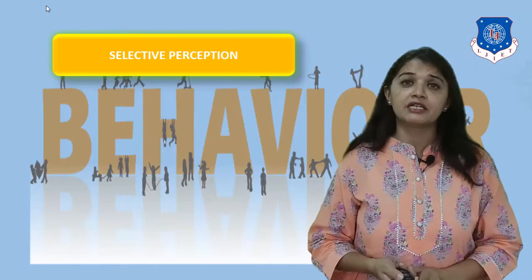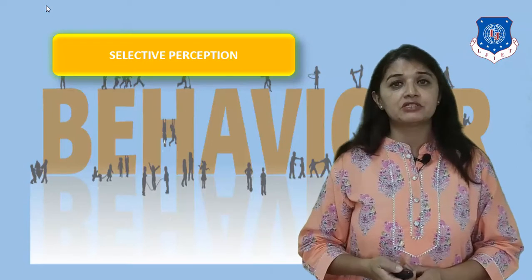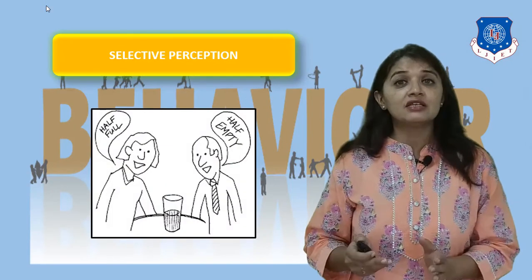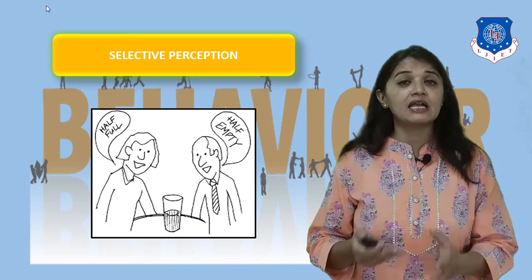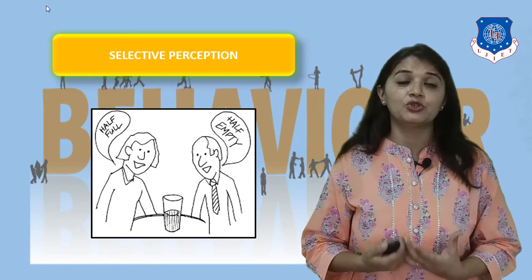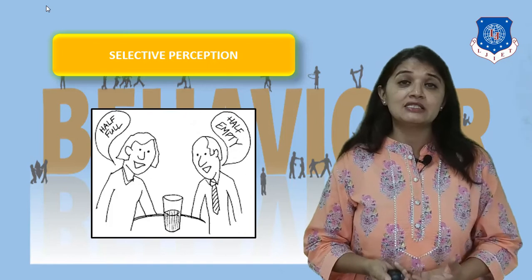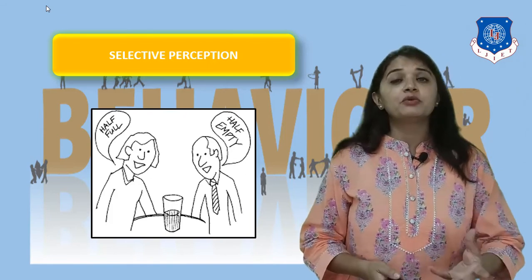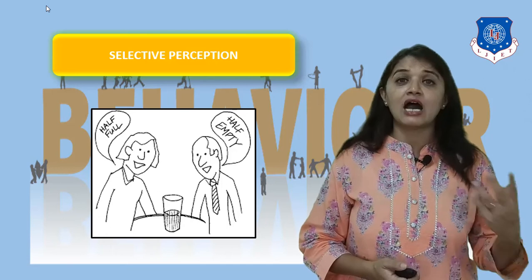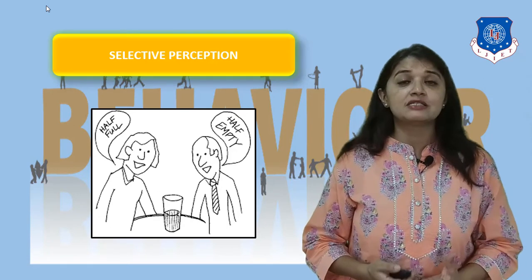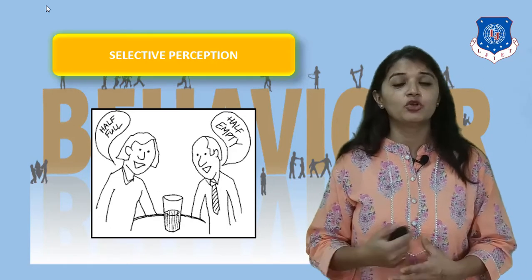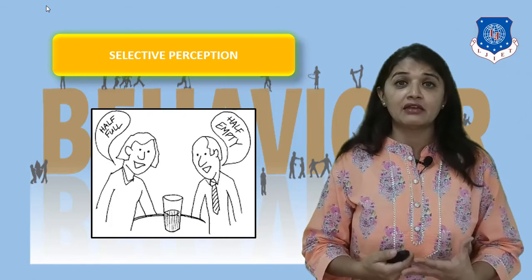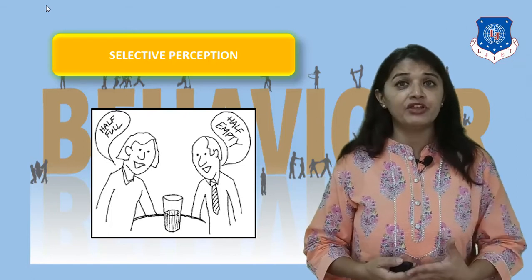The third error in perception is selective perception. Selective perception means you will see what you want to see, and that is based on your own attitude or personality. As you can see in this picture, which is again a very popular picture, one person sees that the glass is half empty while the other person sees that the glass is half full. Both of them are correct in the sense that the glass is half filled.